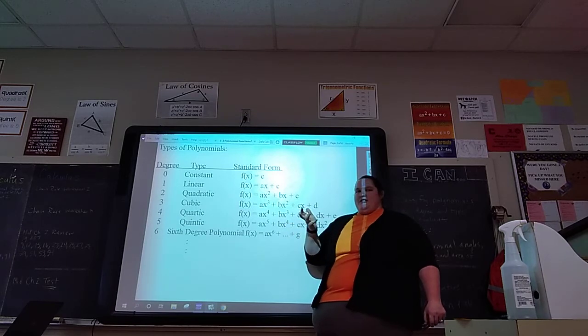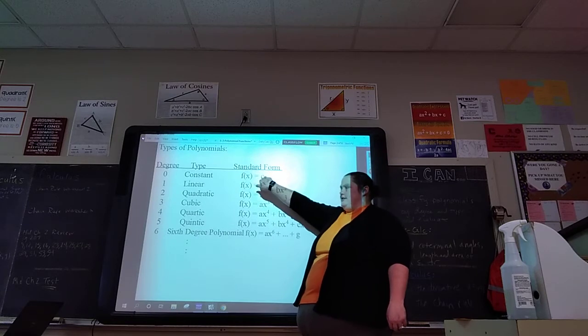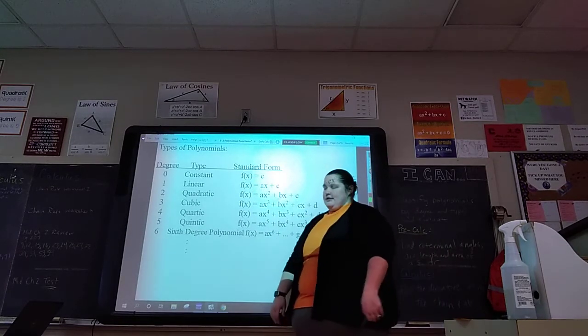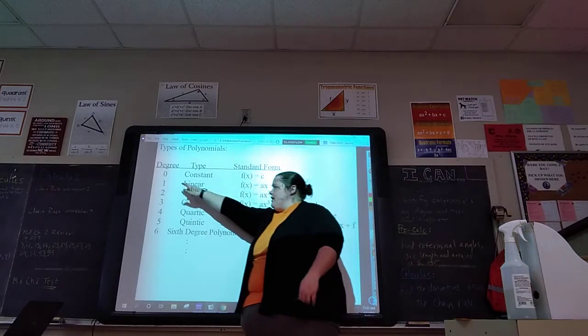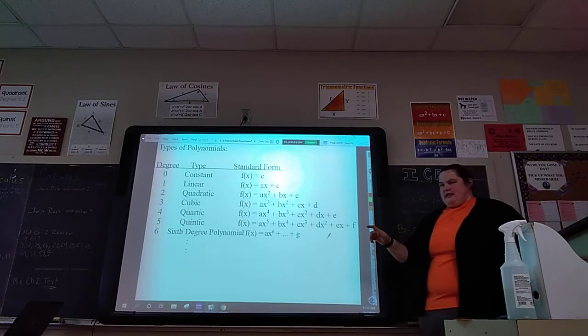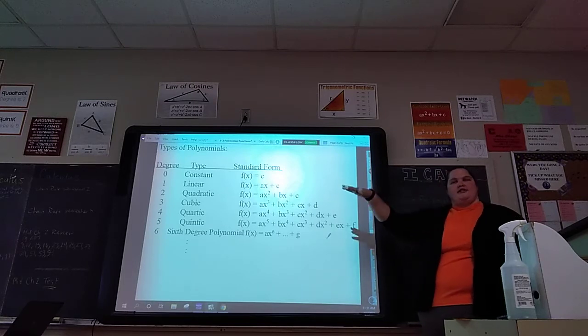I think it was just the number 7. So it's a constant function which just has a single number. So if f of x equals 5 or f of x equals 10, that is considered a polynomial. Its degree is 0, and it's called a constant function. We've actually worked with these a little bit in the past already. We just maybe didn't call them constants. Anytime we graphed a horizontal line, that's actually a constant function.